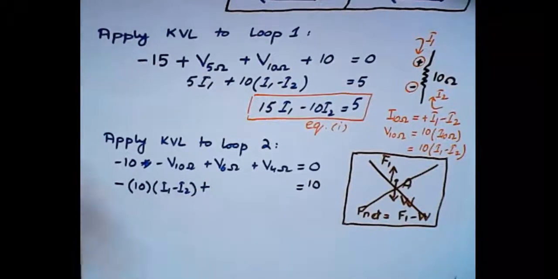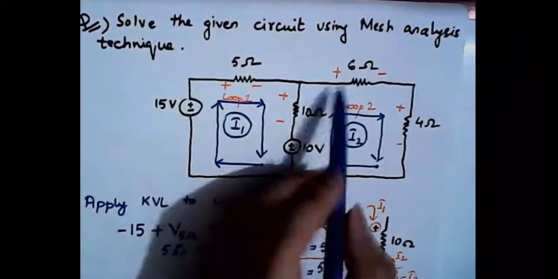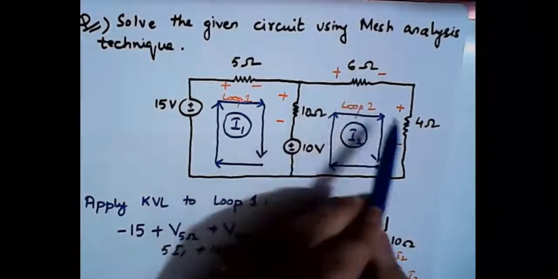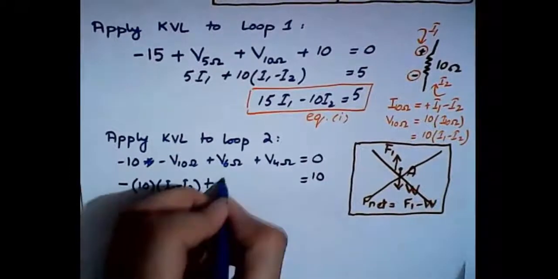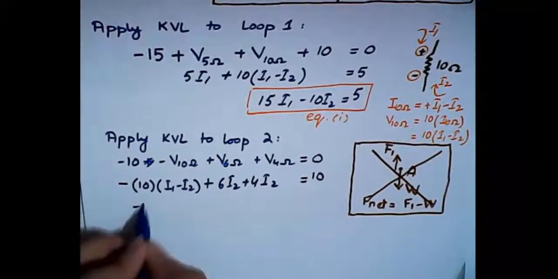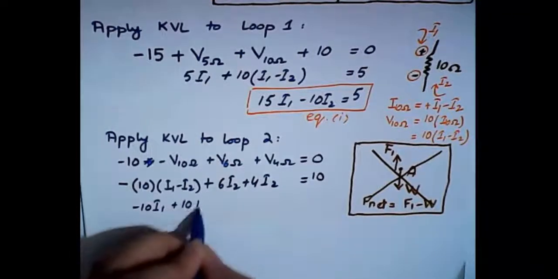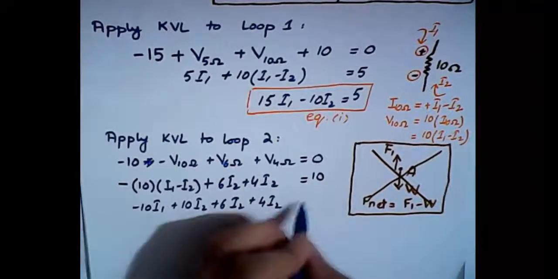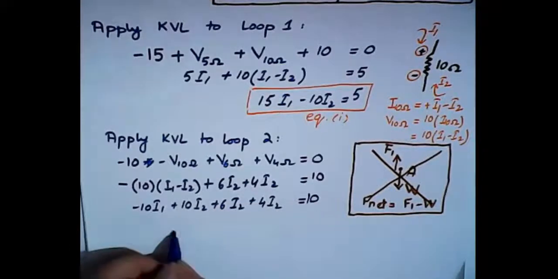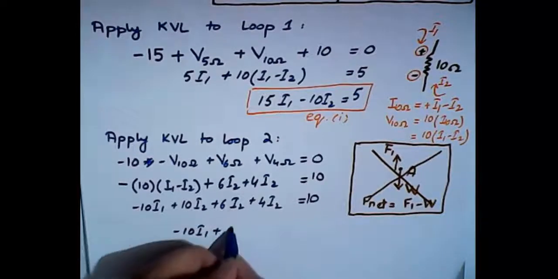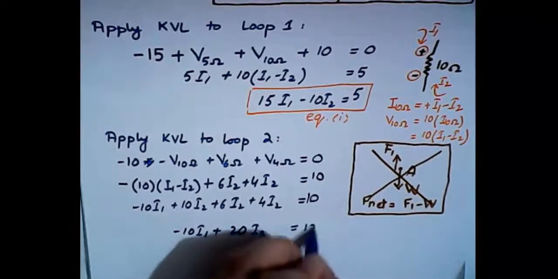So plus V6 ohms. 6 ohms is pretty simple. It only involves one current because it is a part of only one loop, so it will be 6 times I2, plus 4 times I2, right? So 6I2 plus 4I2 is equal to 10. So it will become minus 10I1 plus 10I2 plus 6I2 plus 4I2 is equal to 10. So it becomes minus 10I1 plus 10 plus 6, 16, plus 4, so 20I2 is equal to 10.